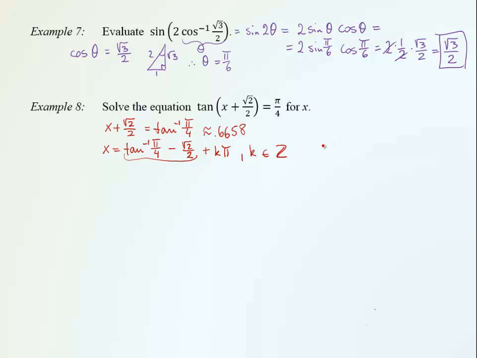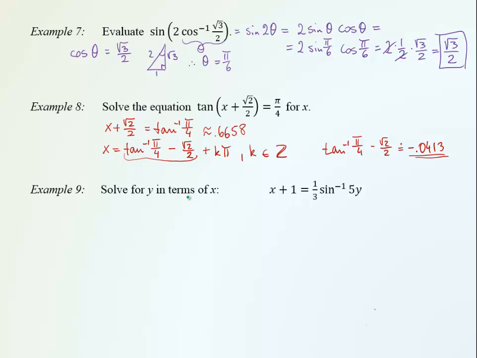Obviously, if we're curious what's approximately tangent to the minus 1 of pi quarter minus root 2 over 2, we just use our calculators and we end up with approximately negative 0.0413. But this is the root only in the first period, and then we can add any multiple of periods to produce infinitely many roots.